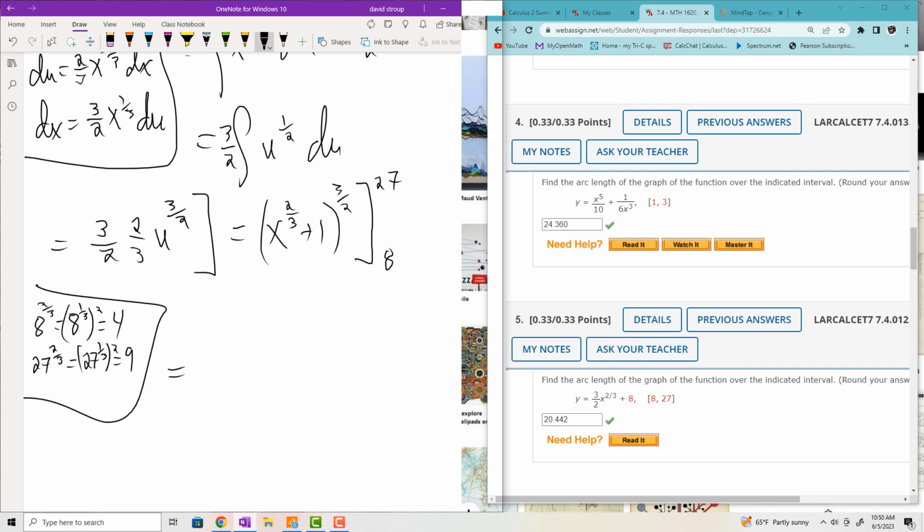Okay, great. So you should have 27 to the 2/3, put in the top limit first. So that'll be 9 plus 1, which is 10 to the 3/2. And then minus 8 to the 2/3, which we said was 4, plus 1 is 5 to the 3/2. And then we can evaluate that. Okay, so I got 10 to the 3/2 minus 5 to the 3/2, and I'm getting 20.442.